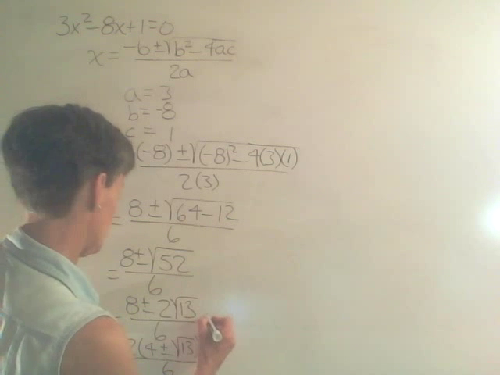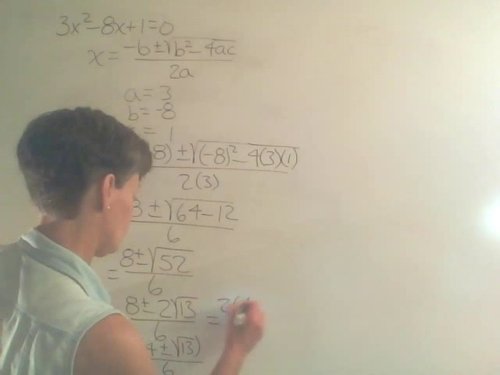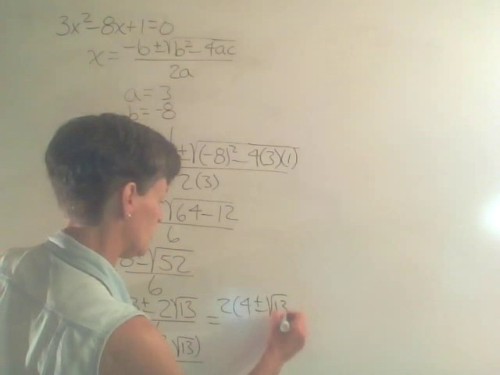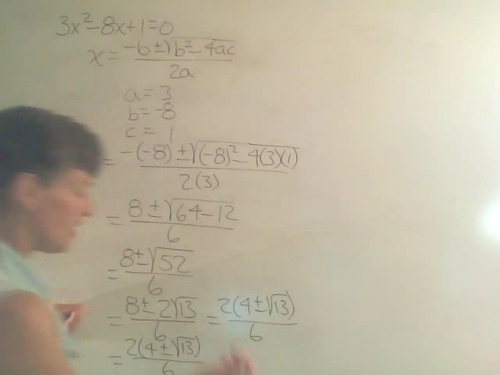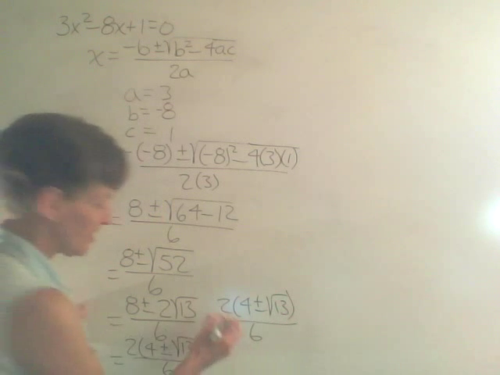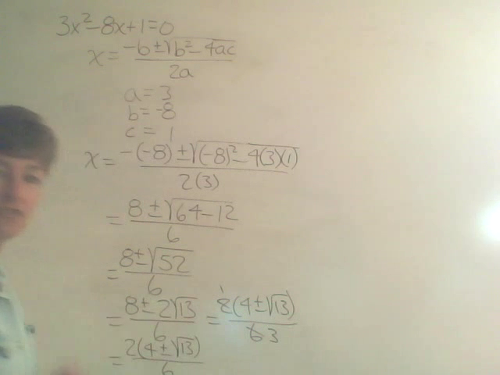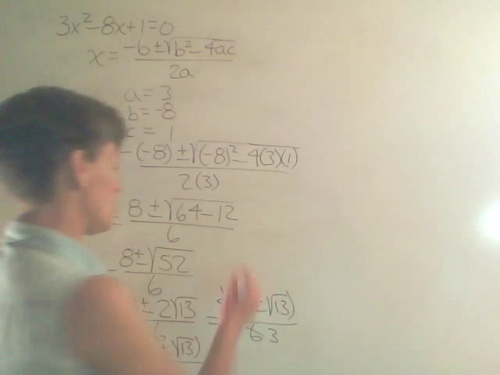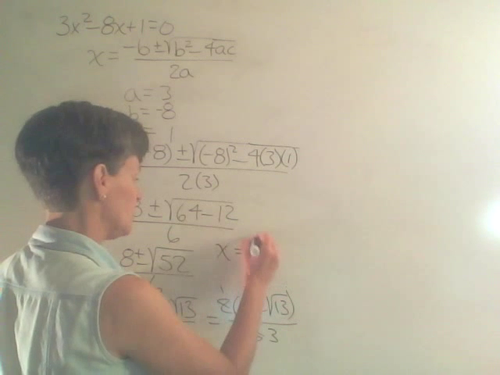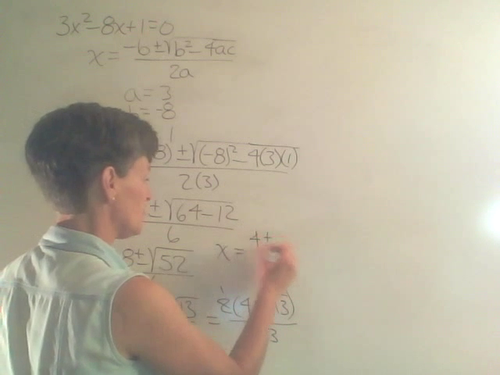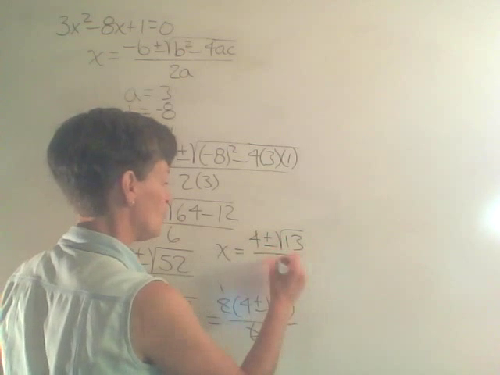All right. Let's write that up here where we can see it a little better. 4 plus or minus the square root of 13 over 6. Now, once I have it factored, then I can reduce by canceling my factors. You can only cancel factors, don't forget that. So, my answer then is 4 plus or minus the square root of 13 over 3.